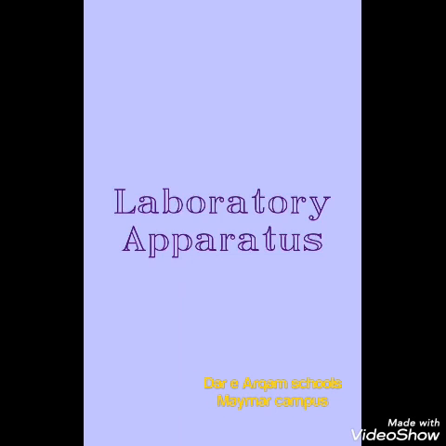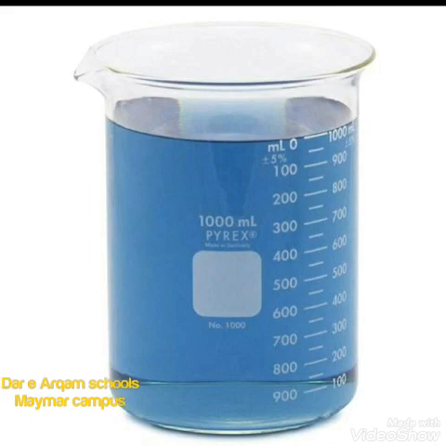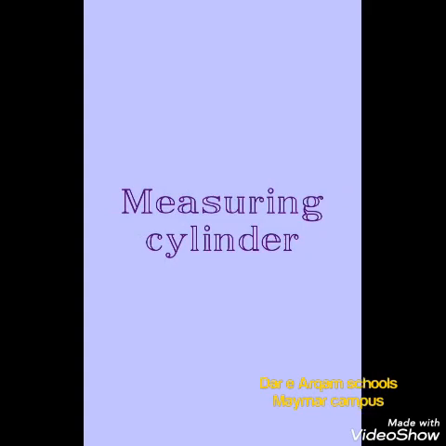The following are some common laboratory apparatus and their uses. We will learn about these apparatus and how we will use them in our scientific experiments. First one is the beaker. Students, a beaker is generally a cylindrical container used to mix or measure chemicals or other liquids. We use the beaker to mix or measure the chemicals or liquids.